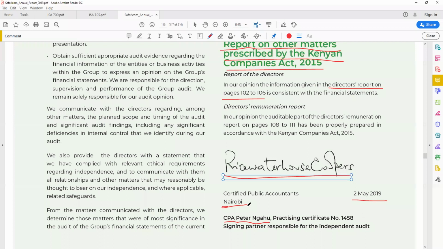You have prepared the report and you have presented it to the members of, for example, Safaricom PLC. And that marks the end of the audit process. Question?